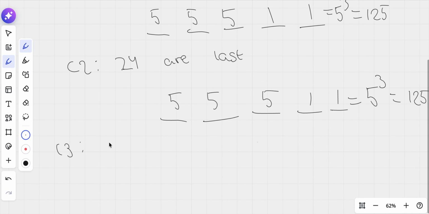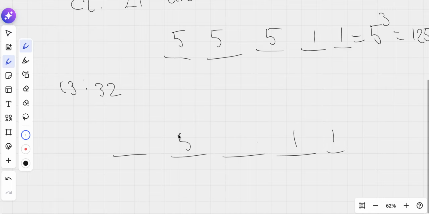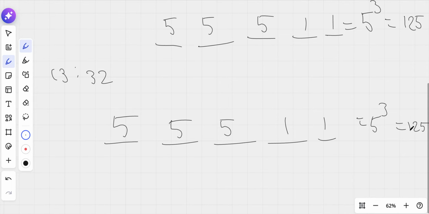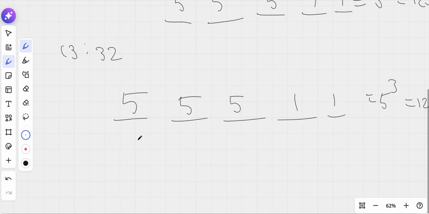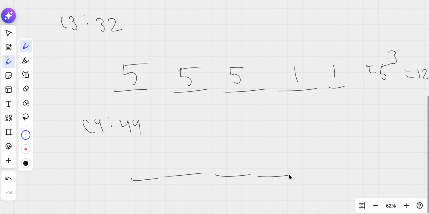Case 3, where 32 are the last 2 digits. Similarly again, you can see something. You don't need to do it one by one, but I'm doing it so that you understand. This again gives us 5 cube, but you know that there are only 5 such numbers, so we can just multiply 5 cube into 5, which is going to be 625, and that is the correct answer. But I like to explain it so that you understand it clearly.